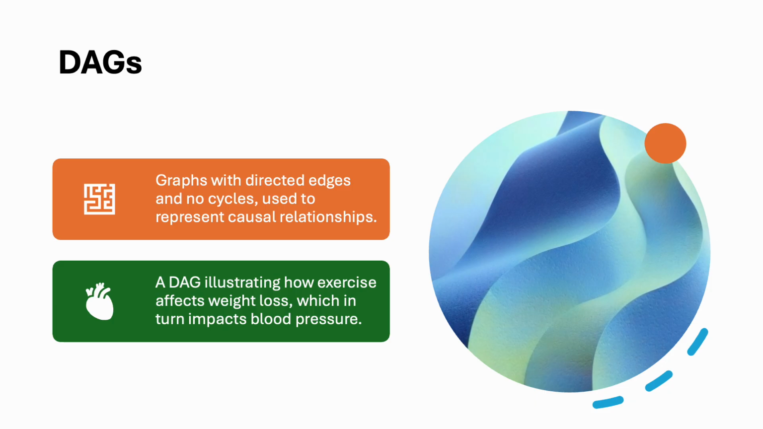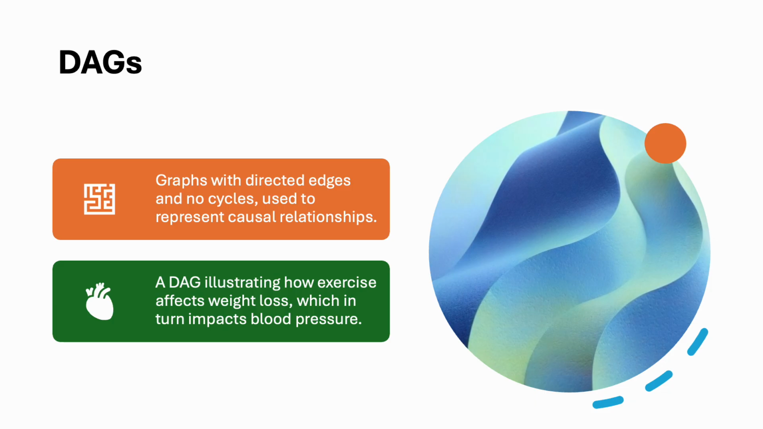A directed acyclic graph, or DAG, is a type of diagram that shows cause and effect relationships using arrows. The directed part means arrows point from cause to effect, and acyclic means there are no loops. An effect cannot circle back to influence its own cause. For example, a DAG might show that exercise leads to weight loss, which then reduces blood pressure. This helps us see the chain of effects clearly.